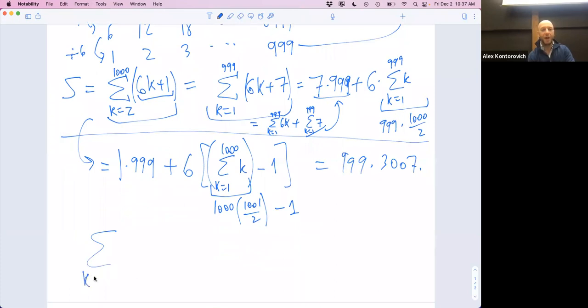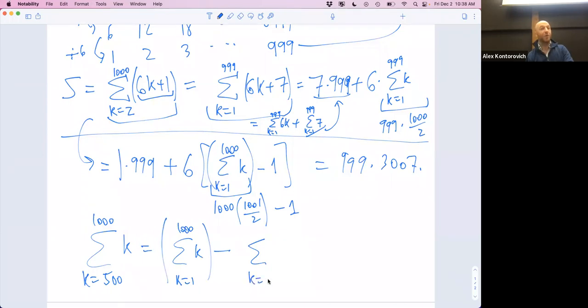What if I sum k goes from 500 to 1,000 of k? Well, isn't that the sum as k goes from 1 to 1,000 of k, which we know the formula for, minus the sum, let's put parentheses so that it's clear what the minus applies to and what the sigma applies to, minus the sum as k goes from 1 to 499. Yeah, because the 500th term is included.